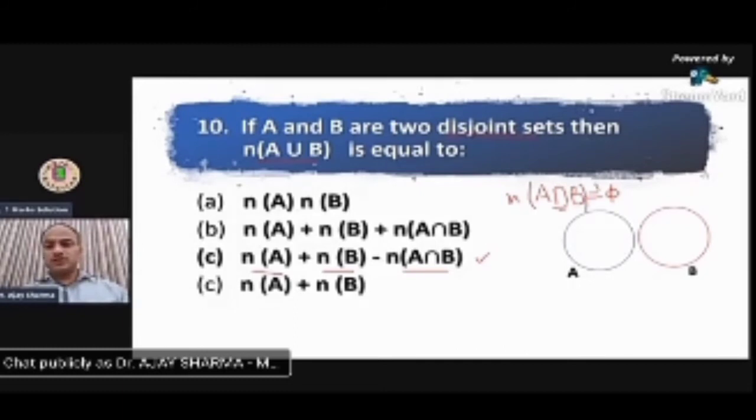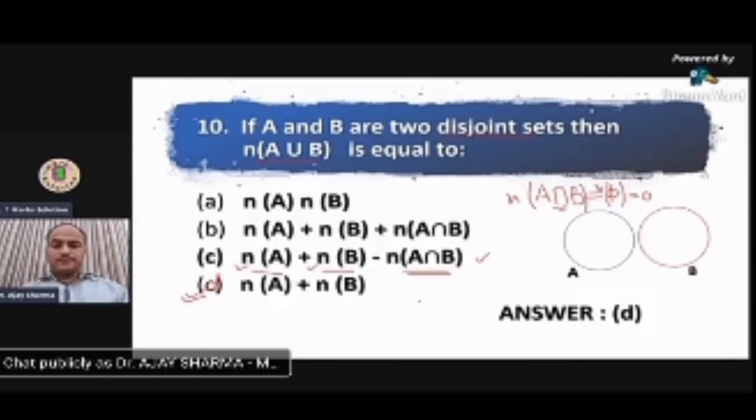Okay, this is equal to n of phi. What is n of phi? This is equal to 0. So there are actually 0 elements in the null set. Okay, so if we put 0 at this place, what are we going to get? We are going to get only this and this, and a plus sign over here. So we can see the last option is correct. Sorry, this is option D. Okay, it is a typing error. So option D is correct.